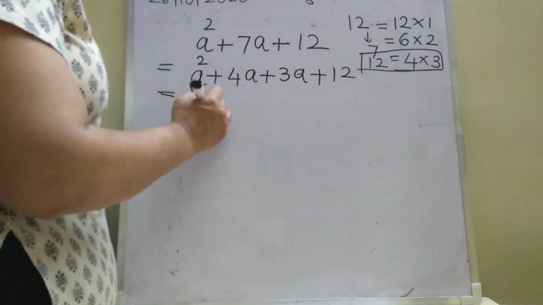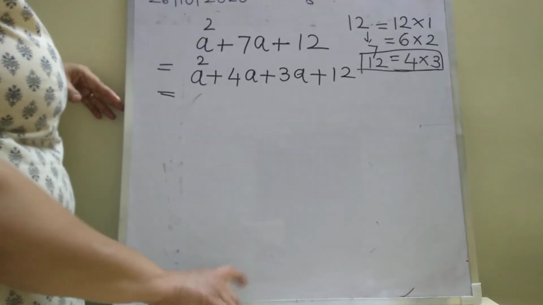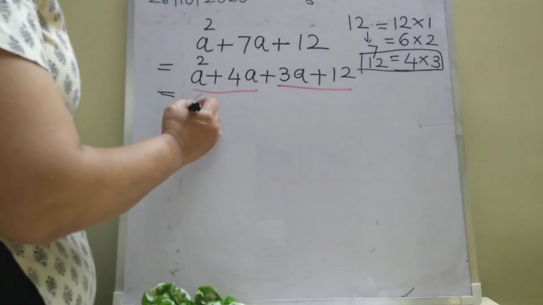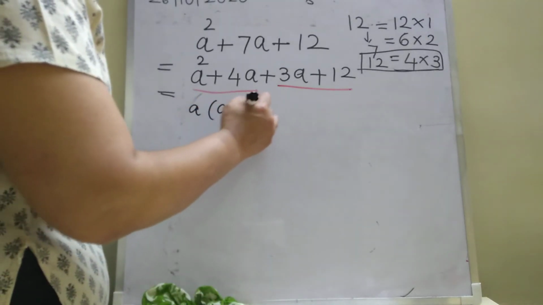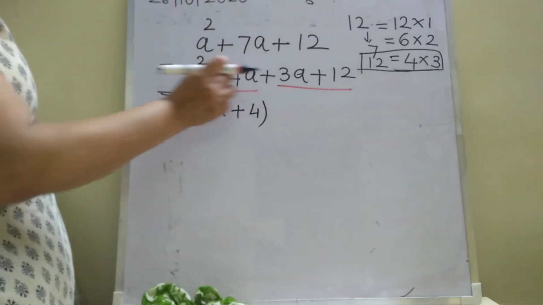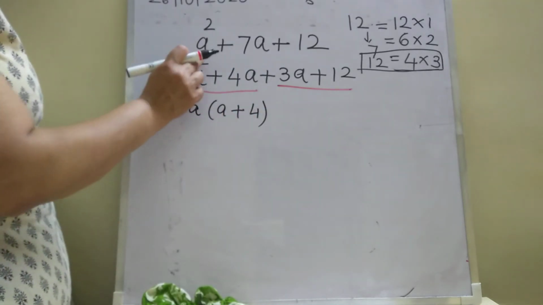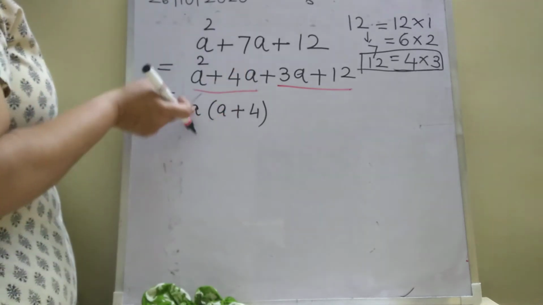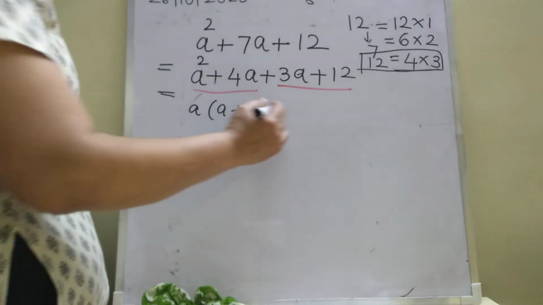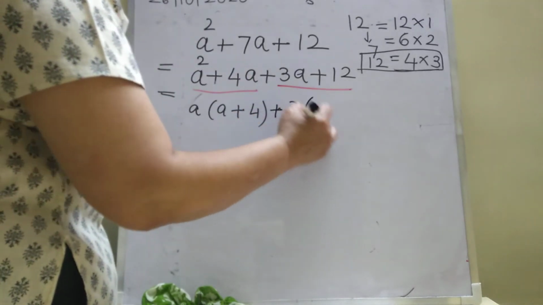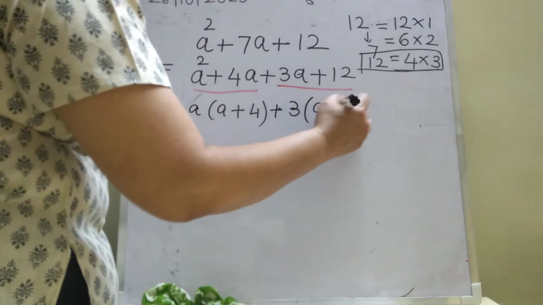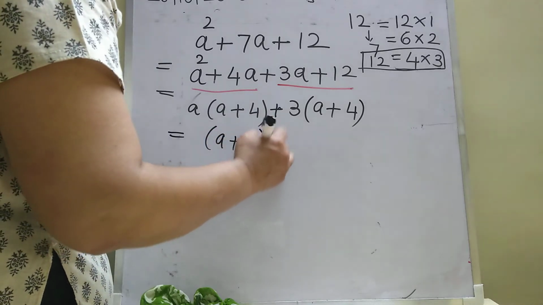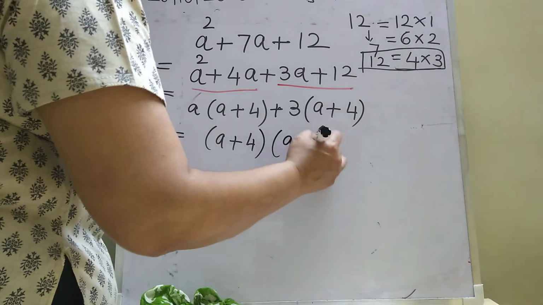Now group the terms first. What is the first group? This is the second group. Now what is common? a is common: a(a plus 4). You understand how to take common. I told you the lower index is common, and out of a square, one a is outside. So we get a here, plus sign as it is, and 4 is not taken common, so 4 remains as it is. Now 3 is stable, and 12 is coming: 3(a plus 4). So what do we get here? (a plus 4)(a plus 3).